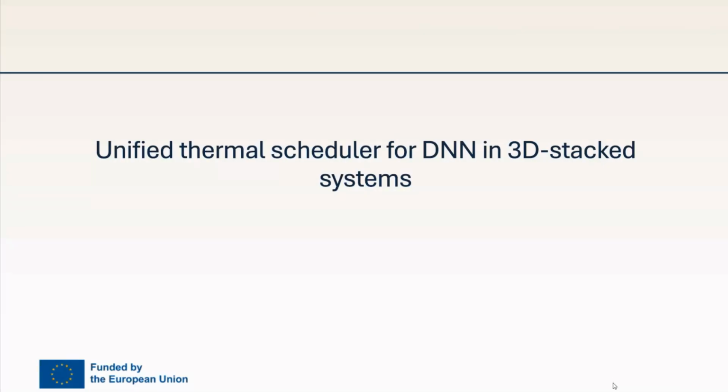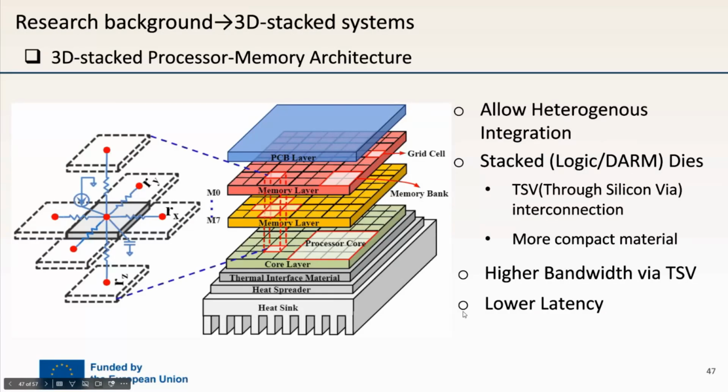Hello, everyone. Good afternoon. I'm going to talk about the unified thermal scheduler for deep neural networks in 3D stacked systems. A 3D stacked system, as the name suggests, involves stacking dies together, including the cores and the memory. This architecture enables heterogeneous integration, improving the space efficiency.